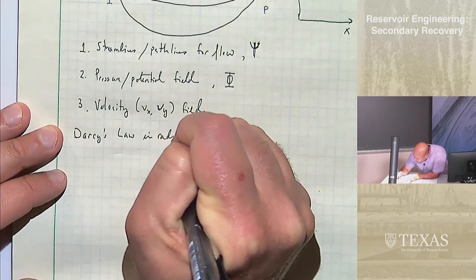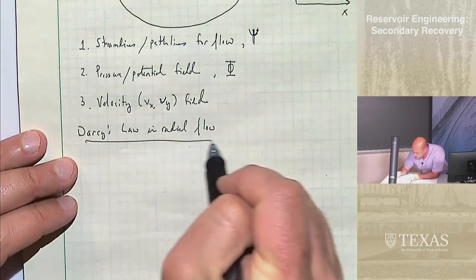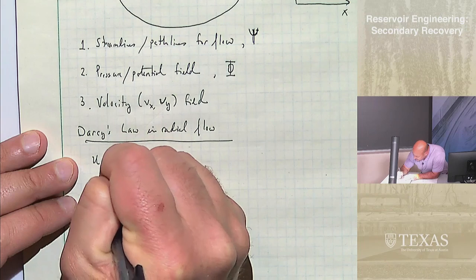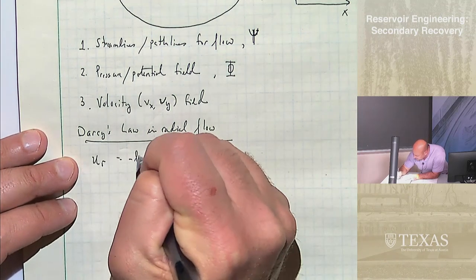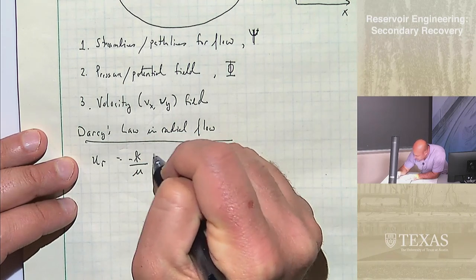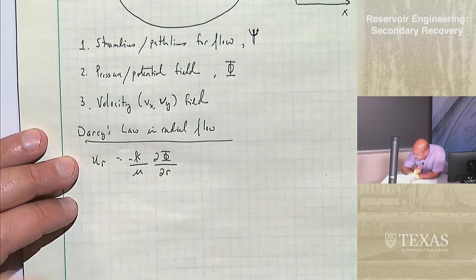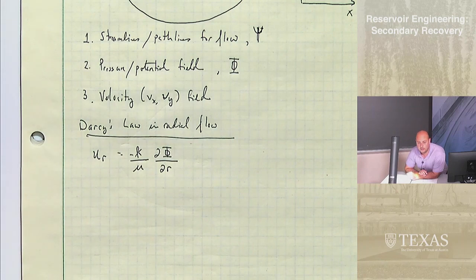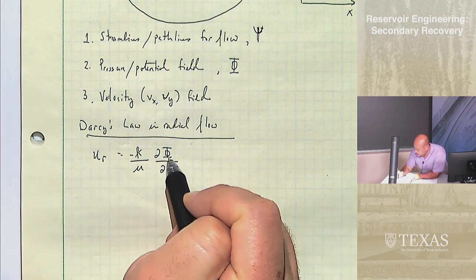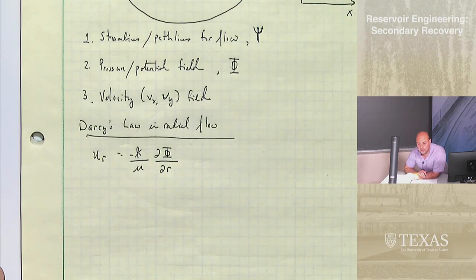in radial flow, and why radial flow? Because right around the wellbore we're in radial flow. So we know that the velocity in the r direction is given by minus k, the permeability, divided by the viscosity, times the partial of potential with respect to radius. Now again, I use potential because you could have gravitational effects there, but if there was none, then you could just substitute this phi with p for pressure. So if it helps, when I show potential, just think pressure.